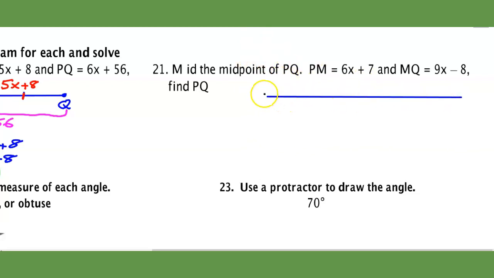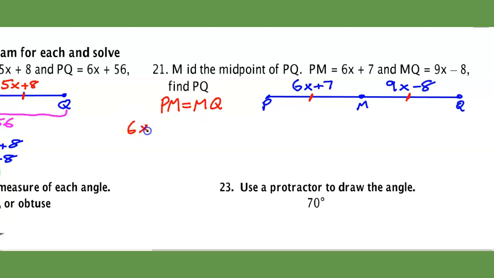So once again, we have M is the midpoint of PQ. And we know PM this time is 6x plus 7. And we know MQ is 9x minus 8. Right? Slightly different from the last one. But we still know M is a midpoint, which means these two are equal to each other. So since PM is equal to MQ, we know these measurements are as well. 6x plus 7 must be equal to 9x minus 8.